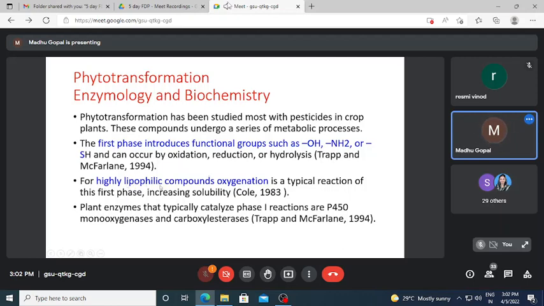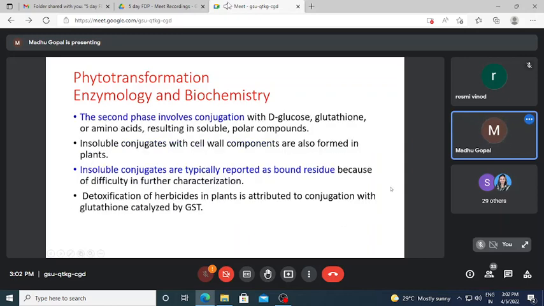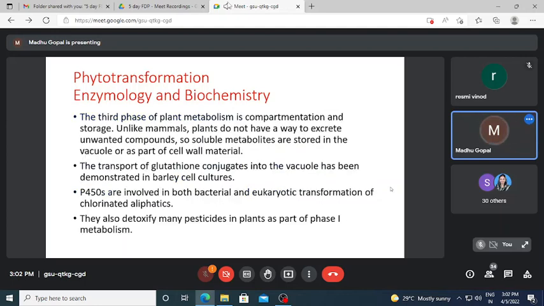These are fatty compounds, fatty acids, lipophilic compounds. And anyway, after the first phase, the solubility of the compound will increase. Then the second phase involves conjugation with, as we have already seen, D-glucose, glutathione, amino acids, resulting in soluble polar compounds. Then the third phase of plant metabolism is compartmentation. So the first phase is degradation. Then the second phase is binding together with these conjugates. And the third phase is compartmentation or storage.